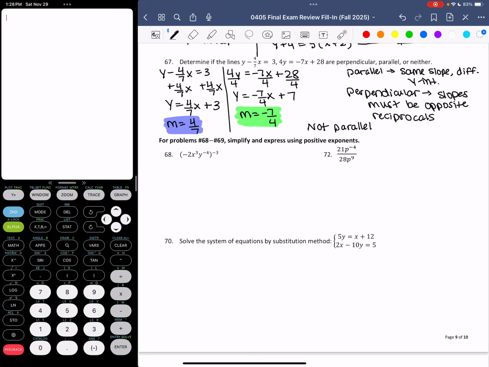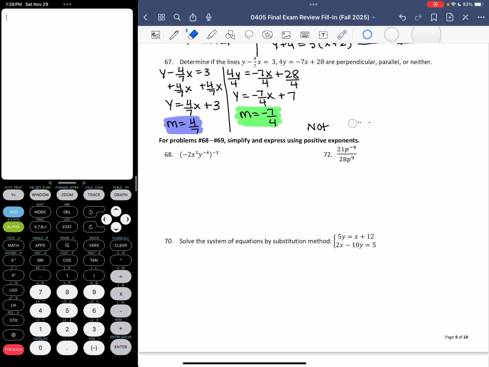Okay. Next, are they perpendicular? So do they have opposite signs, one positive, one negative? The answer is yes, check. All right. So actually, y'all, I know. I'm sorry. I'm so sorry. Let me do this.